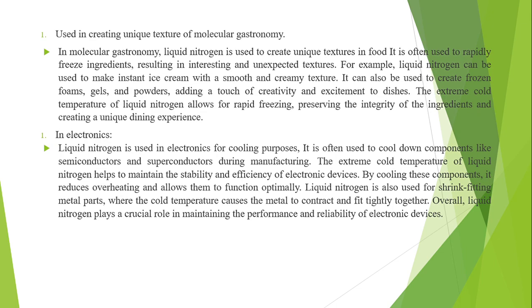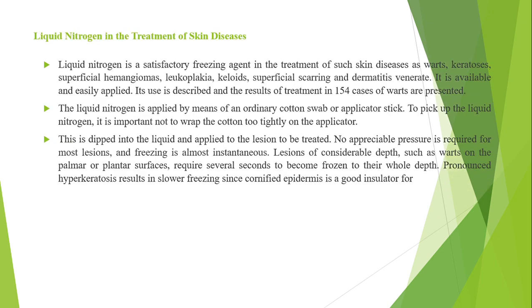In electronics, liquid nitrogen is used for cooling purposes. It is used to cool down components like semiconductors and superconductors during manufacturing. The extremely cold temperature of liquid nitrogen helps to maintain the stability and efficiency of electronic devices. By cooling these components, it reduces overheating and allows them to function optimally. Liquid nitrogen is also used for shrink-fitting metal parts, where the cold temperature causes the metal to contract and fit tightly together. Overall, liquid nitrogen plays a crucial role in maintaining the performance and reliability of electronic devices.